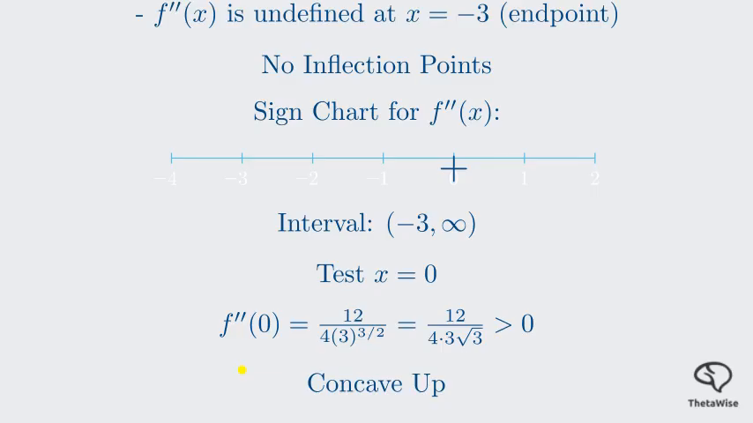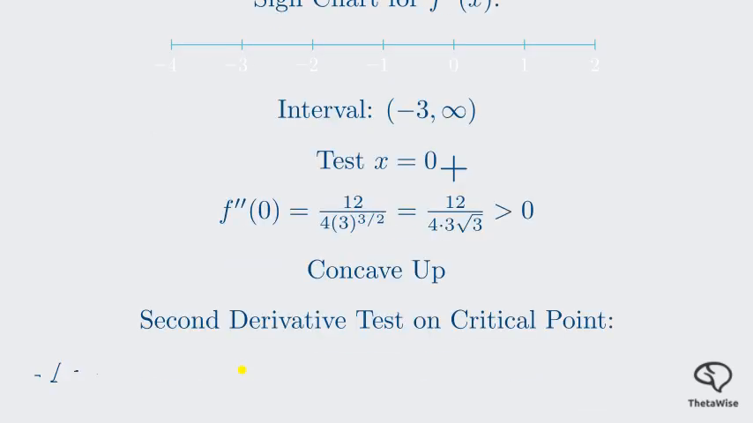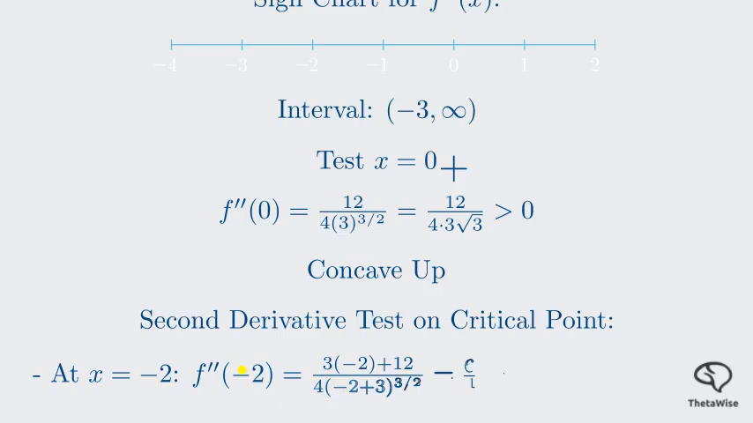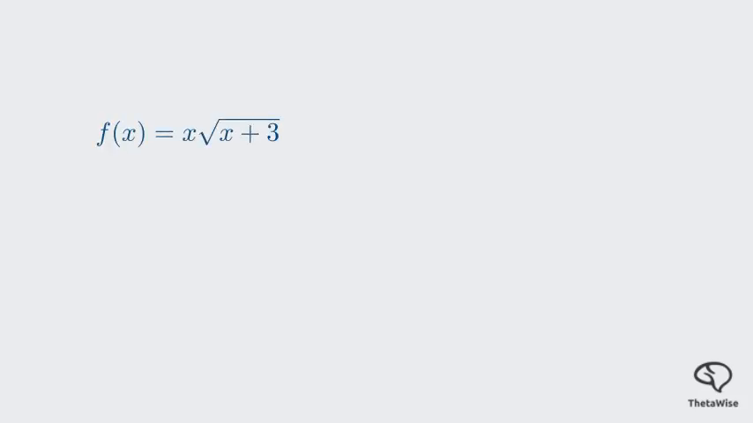We can also use the second derivative test to confirm our local minimum at x equals negative 2. F double prime of negative 2 is 6 over 4, which is positive. Since it's positive, we have a local minimum, which confirms our previous finding. We have now analyzed the concavity and confirmed our local extremum. We're ready to sketch the graph. We've gathered all the information for our third example.